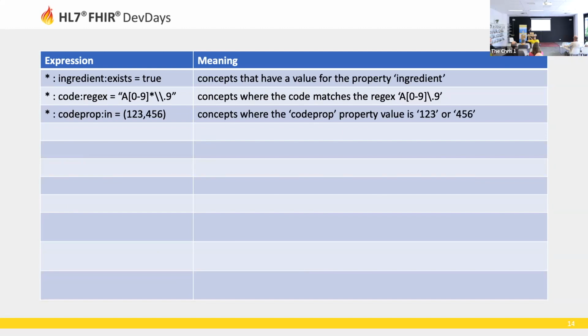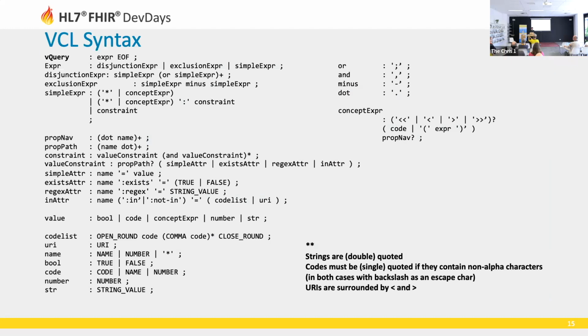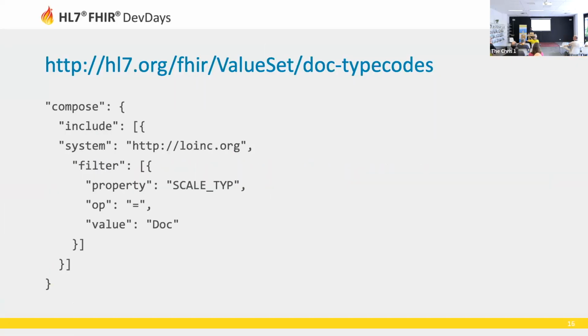And then here are some examples that do the filter stuff. So give me any code where it has an ingredient. So there is some value for the ingredient property. Match all codes where the code itself matches the regular expression in the quotes. Or match a code prop that's in that list of values. I don't expect you to read the grammar. It's going to change. I will have to speed up.